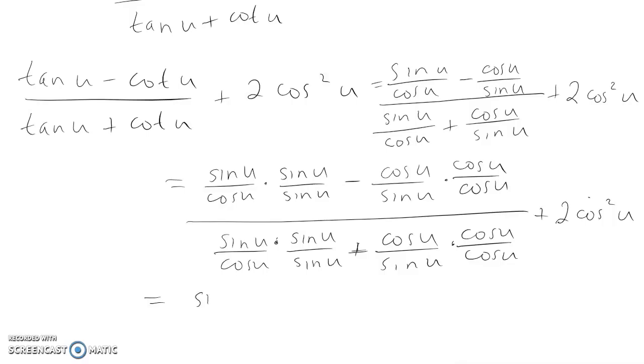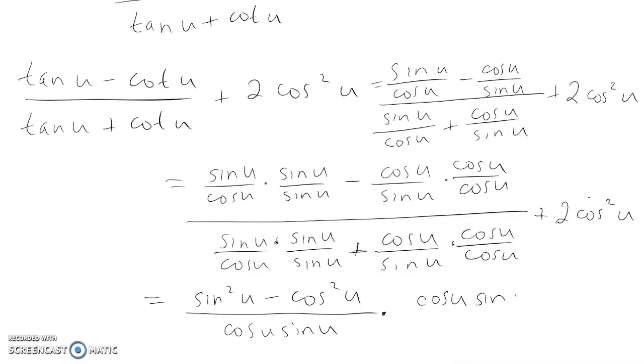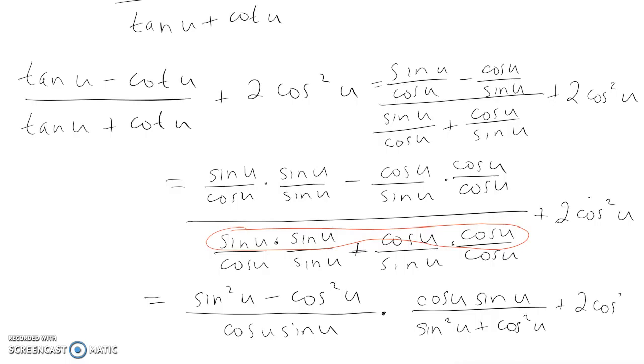Now, let's put them together. I get sine squared u minus cosine squared u all over cosine u sine u. Now, that denominator is going to be divided, right? So it's going to become one fraction. When you divide fractions, you flip and multiply. So I'm going to go ahead and flip it over. So the LCD is on the top, cosine u sine u, and the numerator, which is right there, is going to end up on the bottom because I'm flipping to multiply. So I have sine squared u plus cosine squared u plus 2 cosine squared u.